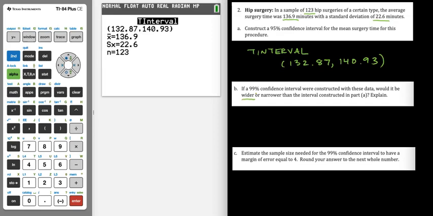And again, it's just because if you're going to be more confident that your population mean is in an interval, then the only way that you can be more confident is if that interval is bigger or wider. But we can confirm this with the graphing calculator.